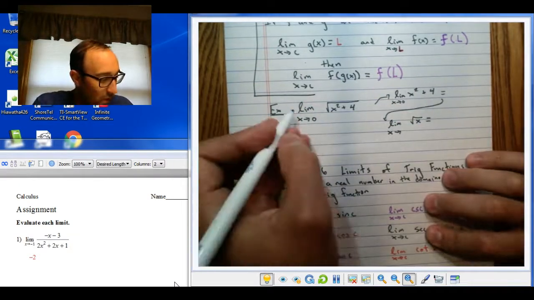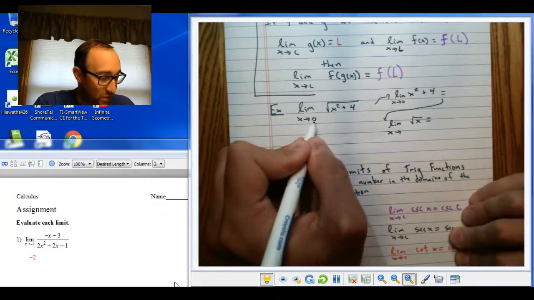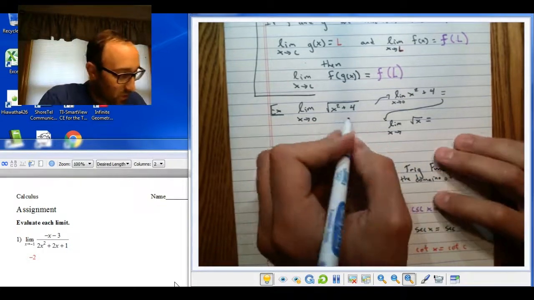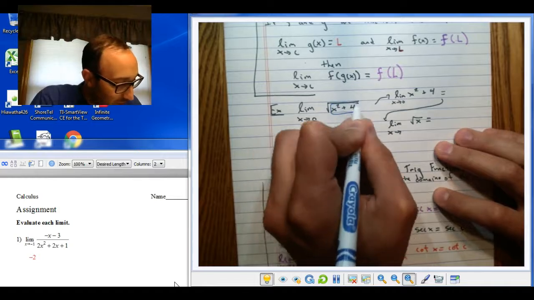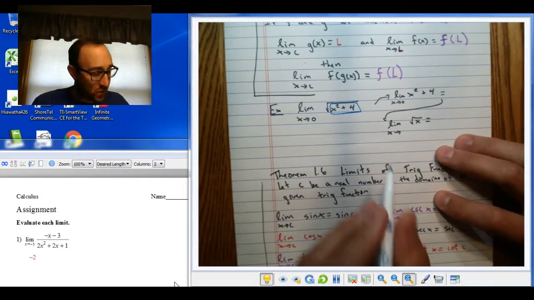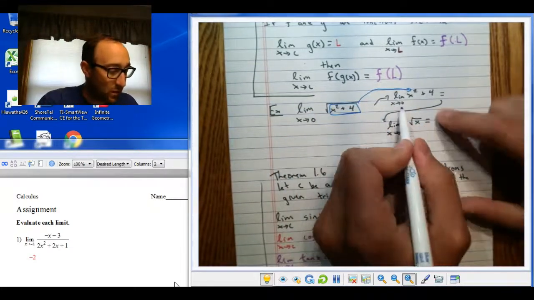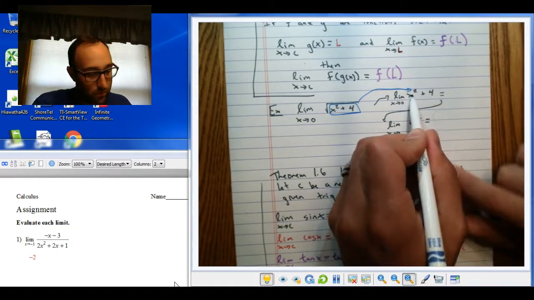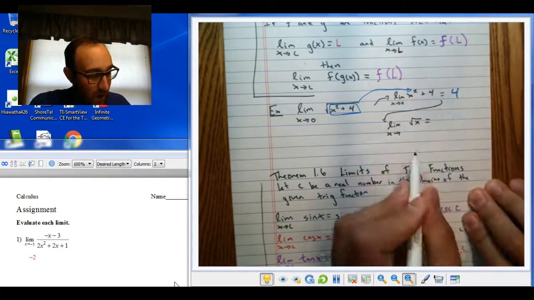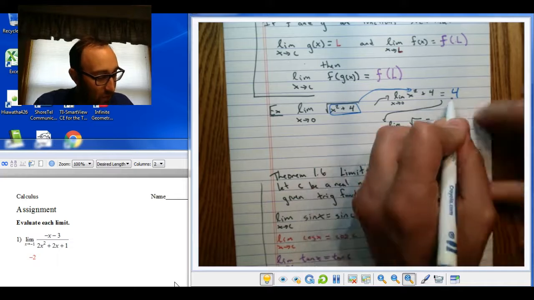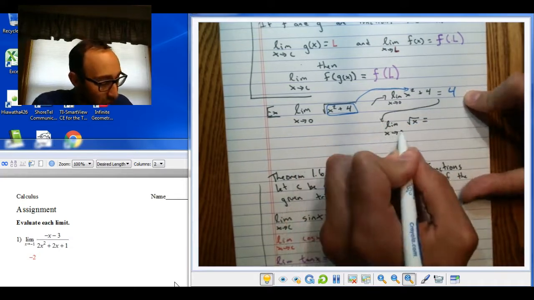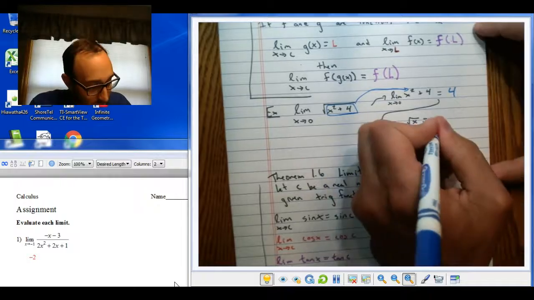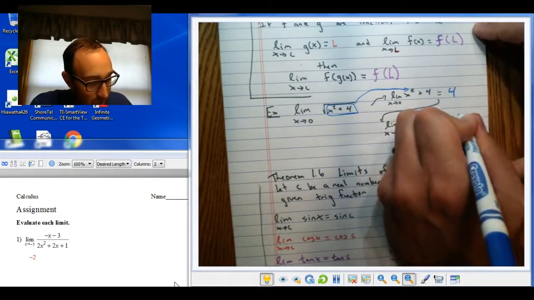So here's an example. The limit as x approaches 0 of the square root of x squared plus 4. What we're going to do is take the inside function, that's like our g of x, and put it over here. So we say, what's the limit as x approaches 0 of x squared plus 4? Well, 0 squared, 0 plus 4 is 4. And I take that, and I'm going to say, what's the limit as x approaches 4 of the square root of x? That is the square root of 4, which is 2.